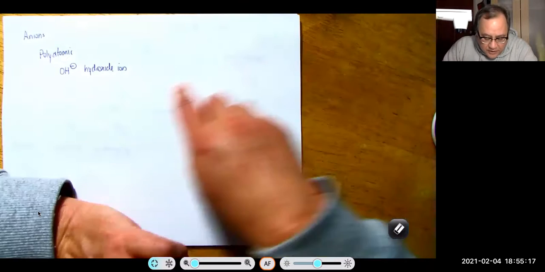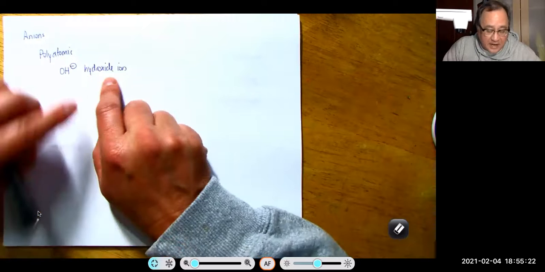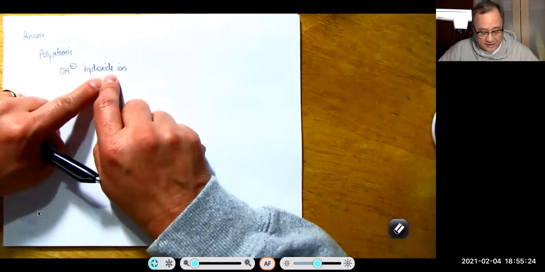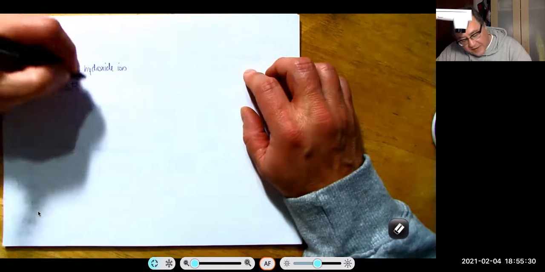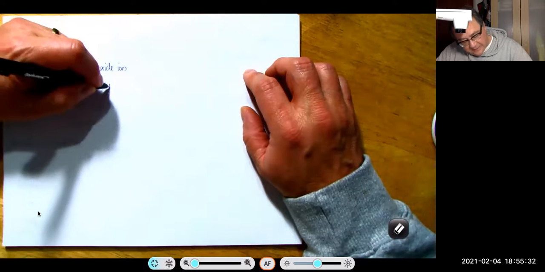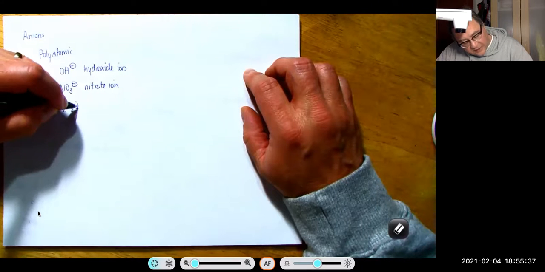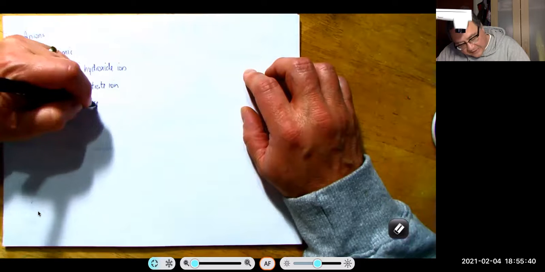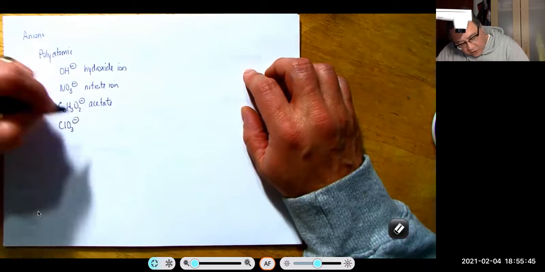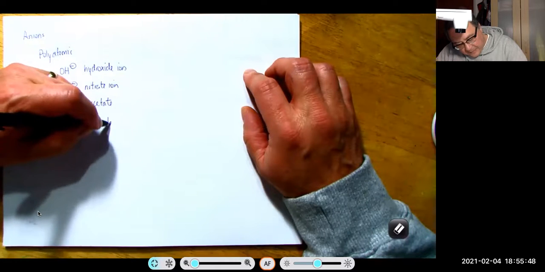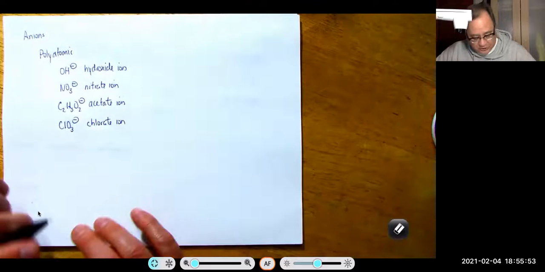How are we going to know when we look at this name that this is simply not a hydrogen ion? Well, it's got two parts to the name, the hydrogen part and the oxygen part, hydroxide. There's this guy, which is called nitrate ion. There's this guy, C2H3O2 -1, which is called acetate ion. There's ClO3 -1, which is called chlorate. So these are all of the ones that are a -1 charge.